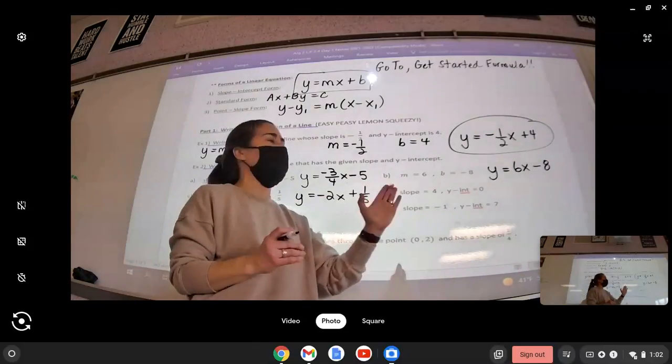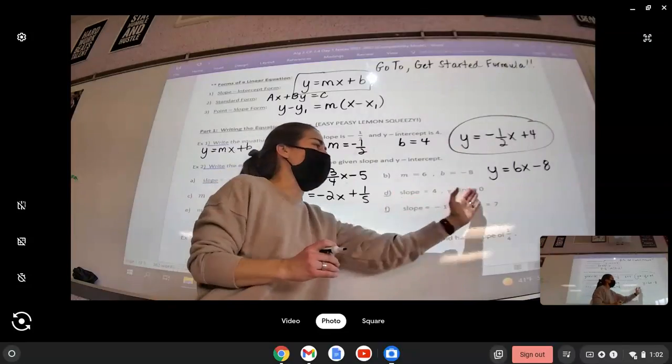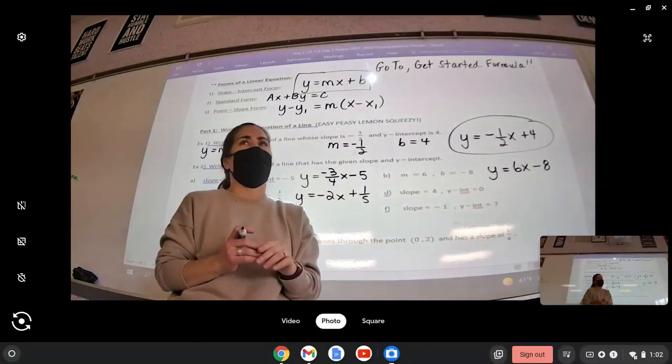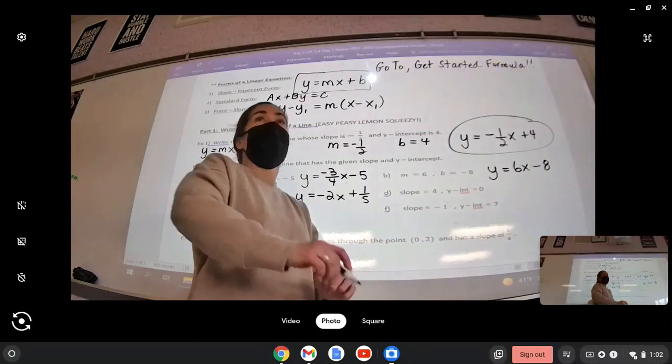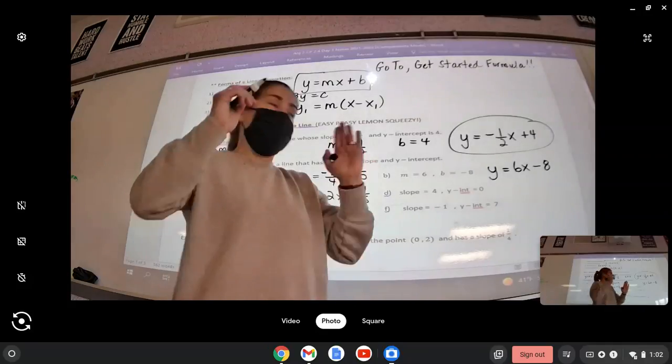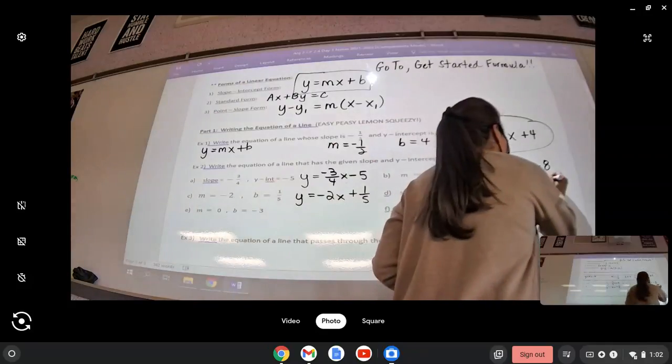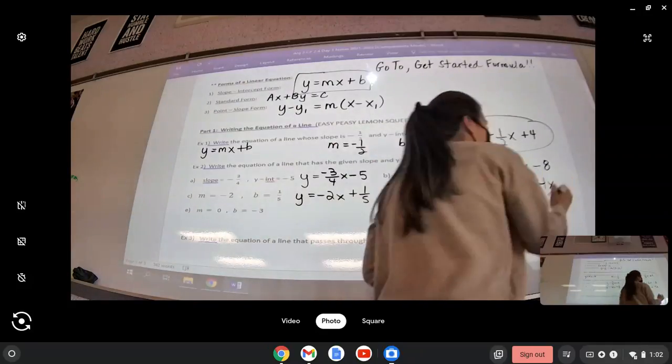What would the equation of a line look like that has a slope of 4 and a y-intercept of 0? What did that look like? Go ahead, Steven. y equals 4x. Perfect. It would look like y equals 4 goes in for m times x.